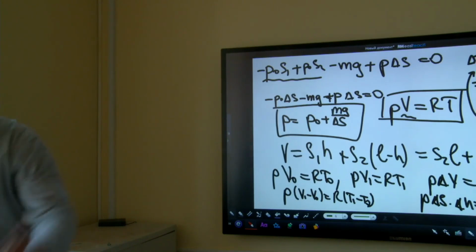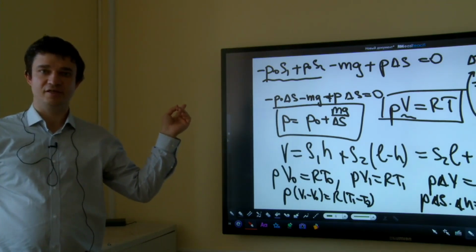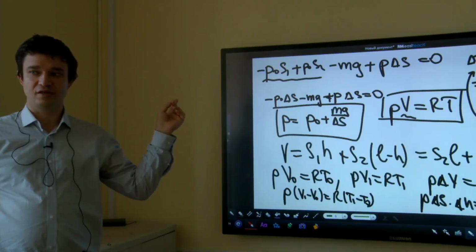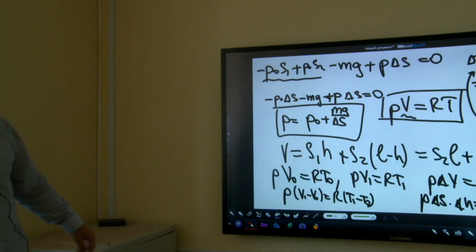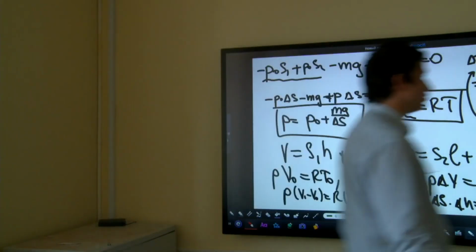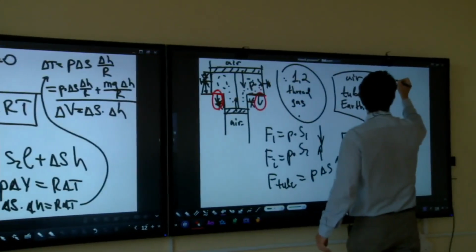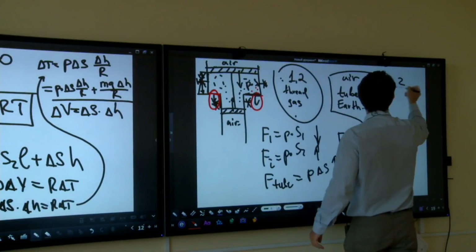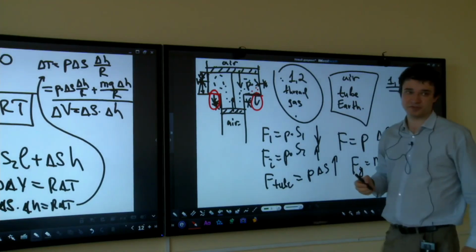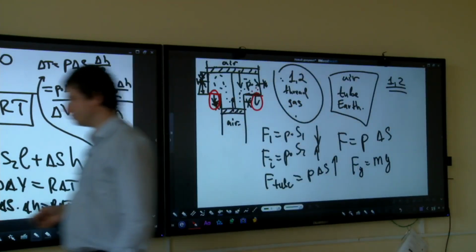Okay, any questions about this? I recommend you to solve this problem at home if you have time, by writing the equilibrium conditions to the pistons separately and achieving the same result. So it would be a good exercise.